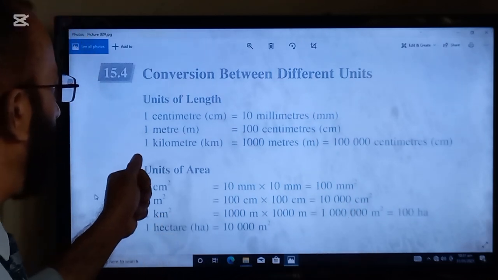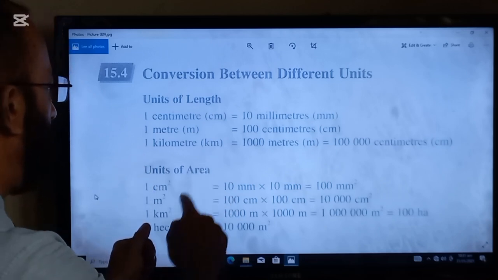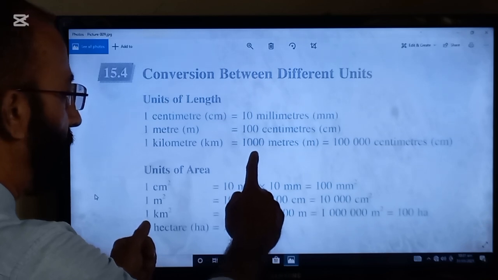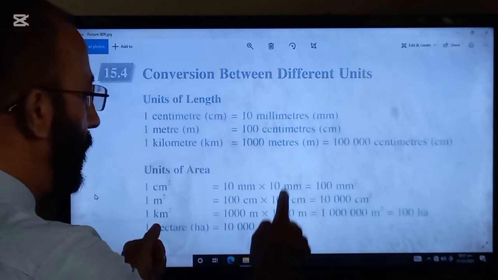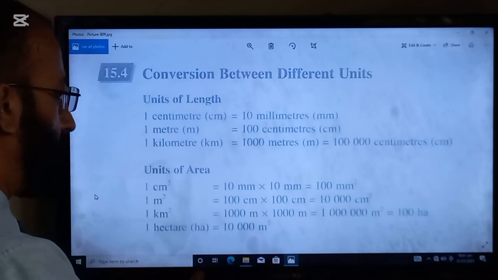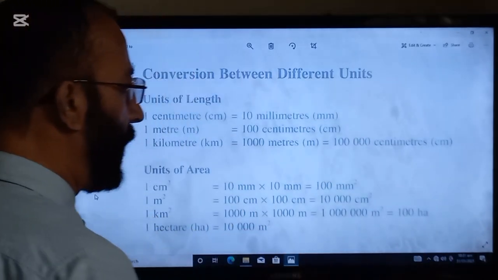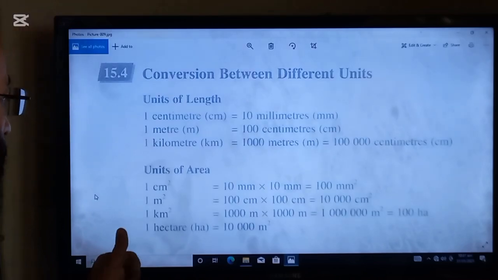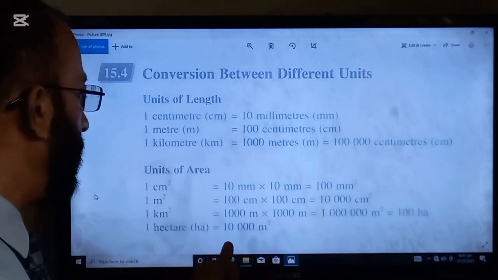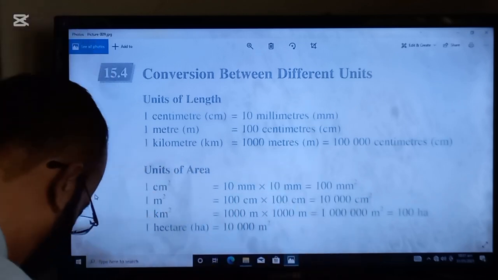Likewise, if we take the square of the left side, 1 squared will be 1, and kilometer square. We have to take the square of the right side as well. So 1000 into 1000 will be there, and meter square. Okay, now look, 1 million meter square is equal to 100 hectares. So 1 hectare is equal to 10,000 meter square. These are some concepts which you have to remember.